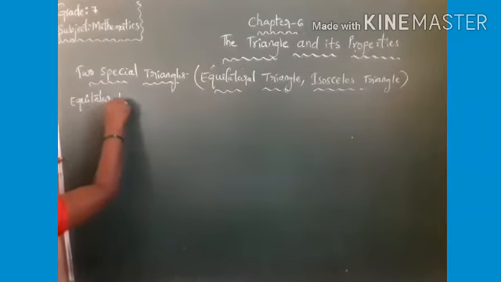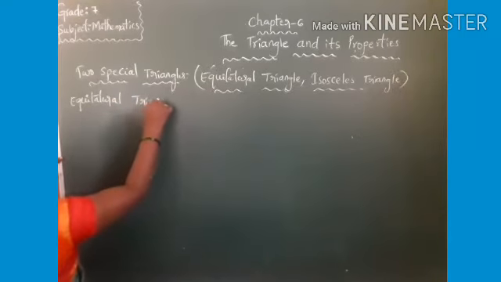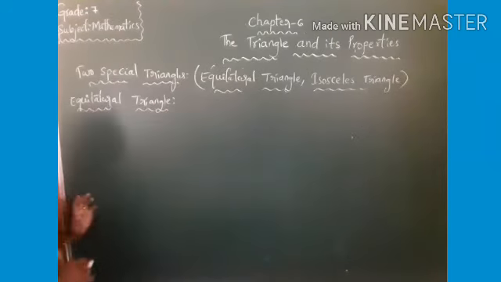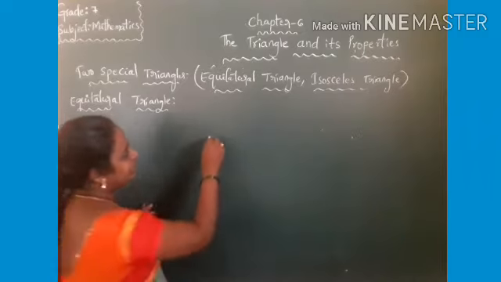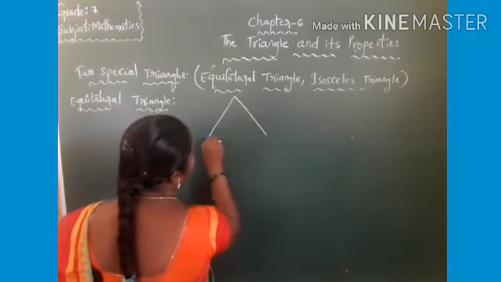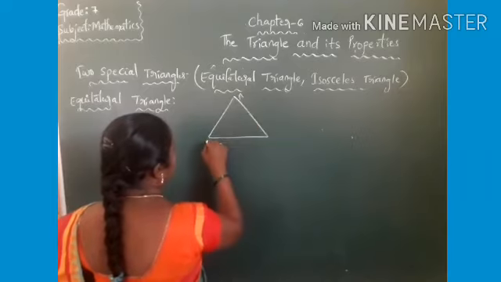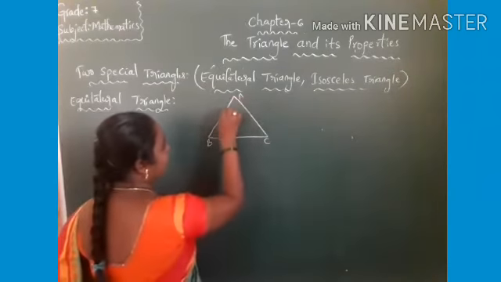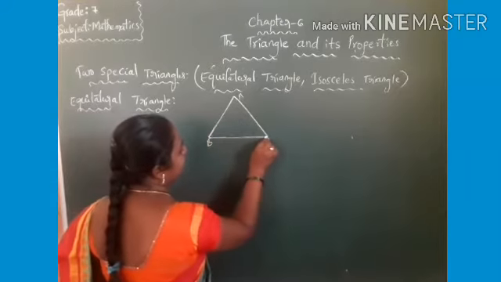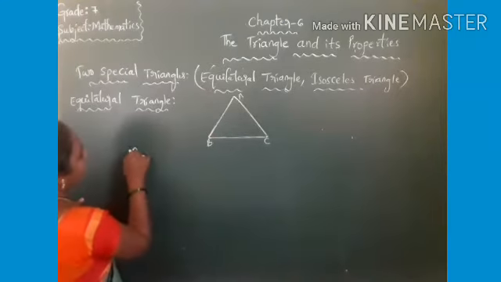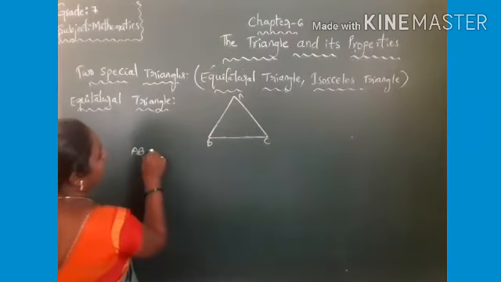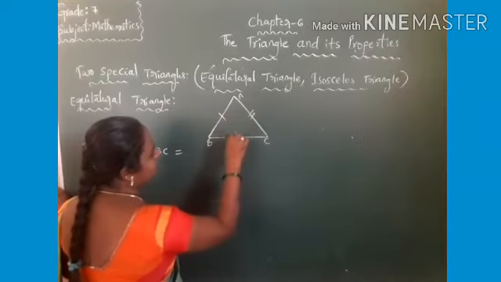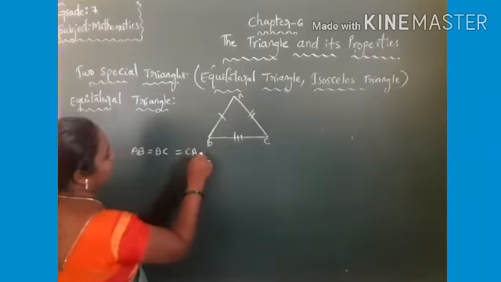First, the equilateral triangle. Do you know what an equilateral triangle is? Yes, an equilateral triangle means all sides are equal. Let ABC be an equilateral triangle here. What are the sides here? AB is equal to BC is equal to CA. So all these sides are equal.